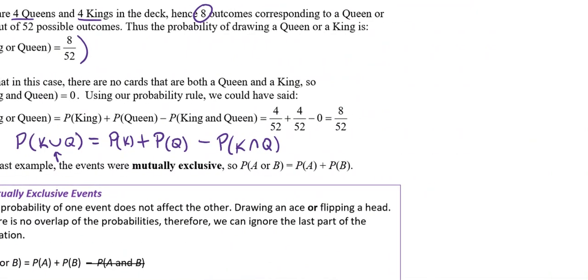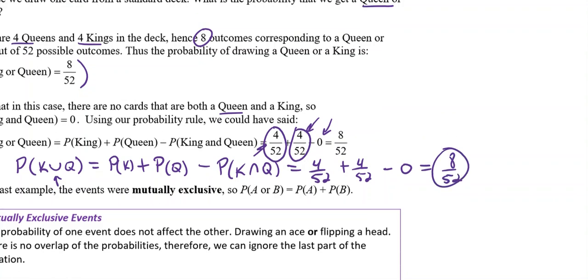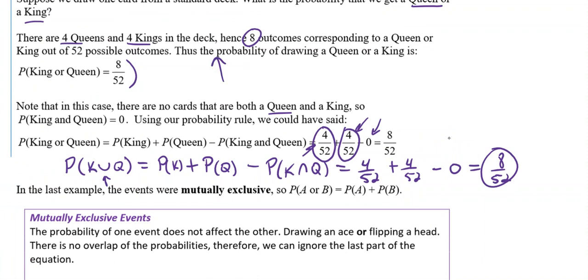And if we do that, it actually works out because there were 4 kings, so that would be the probability of 4 over 52, and then 4 queens, so the probability of 4 out of 52. And then minus, well, that last part was 0 because there is no overlap at all between those. So it still ends up being 8 over 52, right? It was probably easier in this one just to do this in our heads, but the equation did hold true. Okay, so it ended up being the same.